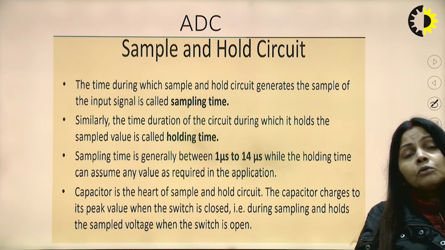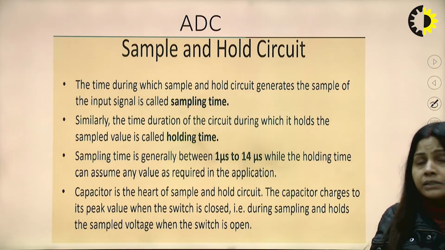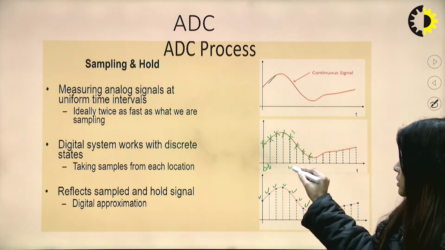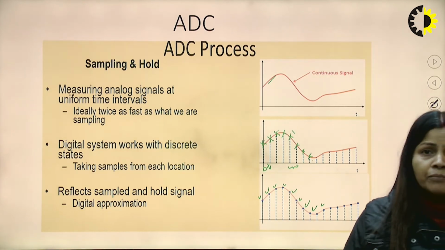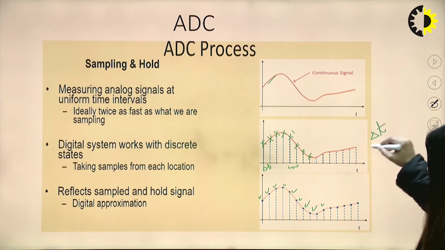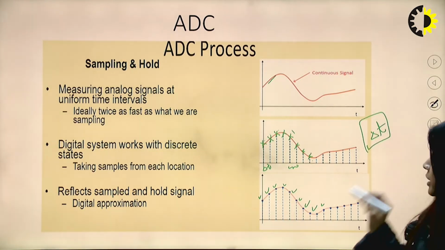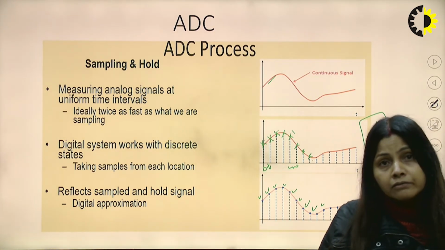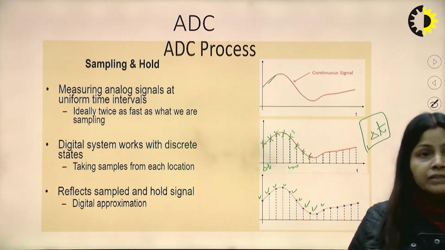Before going to the sample and hold circuit diagram, we must understand the time during which the samples are being taken, that is known as sampling time. Let's say we are sampling at the delta t time interval, so the sampling time will be delta t. What should be the value of delta t, that we will see.